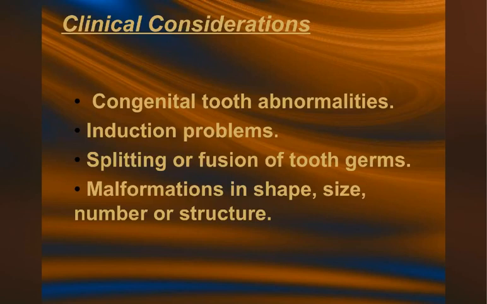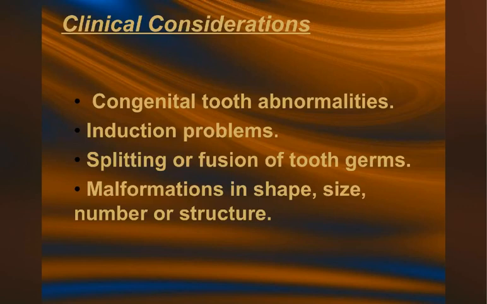We also have malformations in shape, size, number, or structure. The shape might be faulty. For example, the peg-shaped lateral incisor is an example of malformation in shape and also size, because it's usually small. It doesn't have a flat incisal edge; it has a pointed incisal edge. So there is a malformation in shape, and as we said, it's smaller, so we have malformation in size as well.